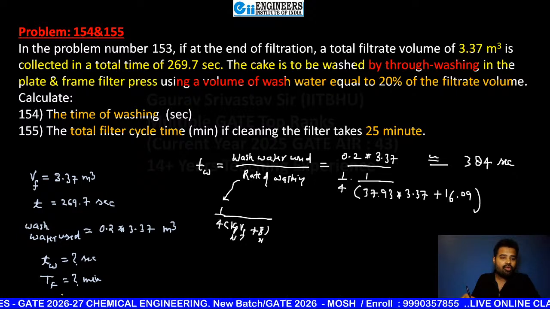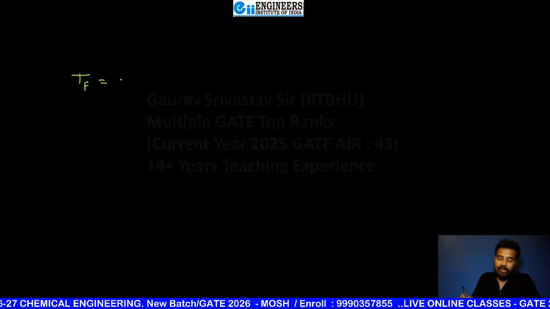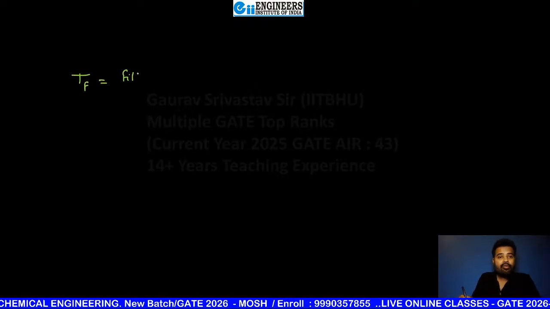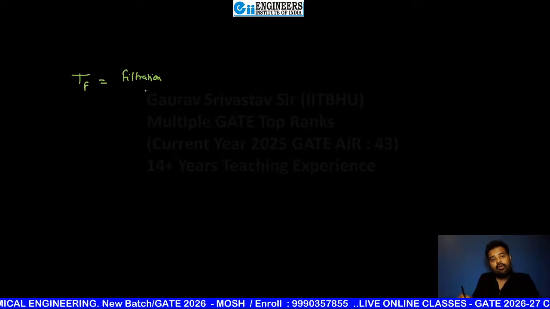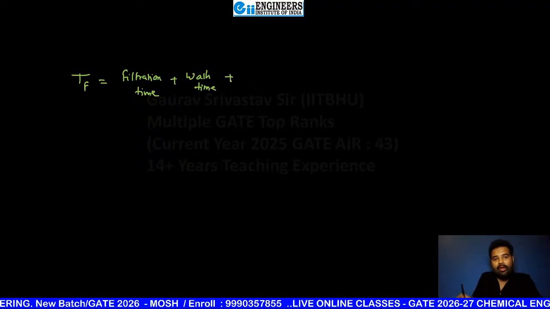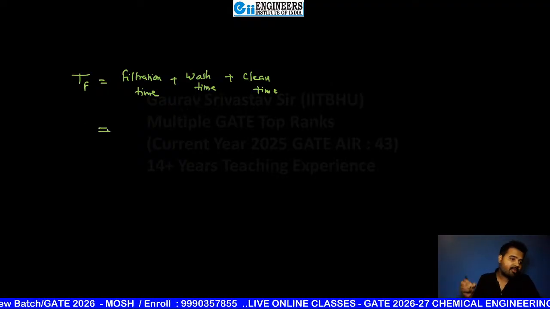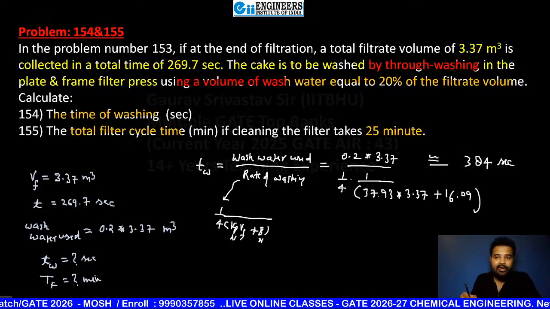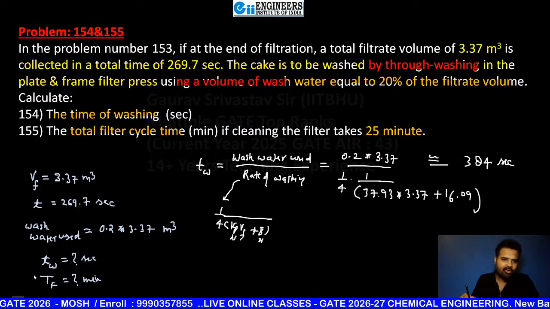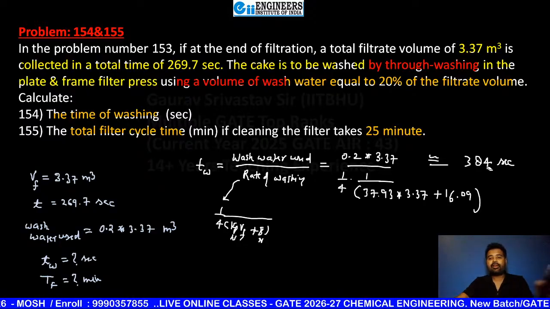Now if someone asks you the value of total filter time, TF, you are going to add the filtration time, the washing time, and the cleaning time. Yes, very good, absolutely correct. It comes to 387, so let's write 387. Should we check it again to confirm?